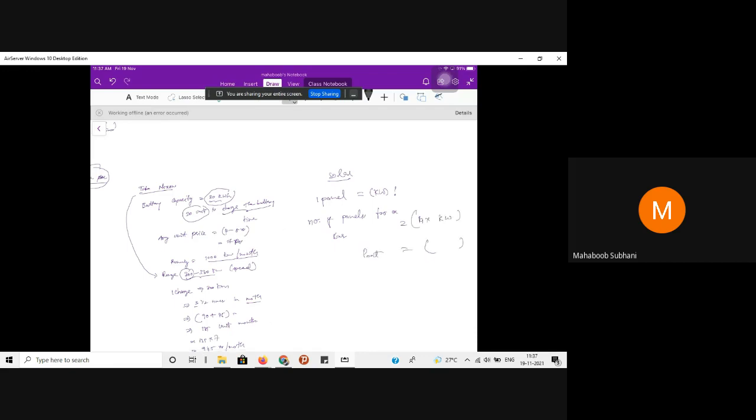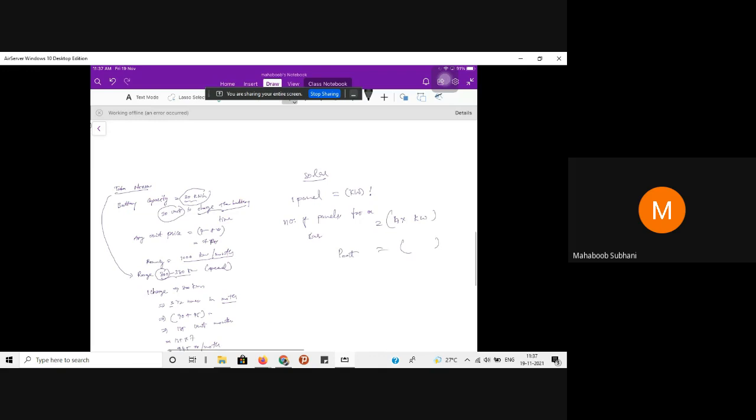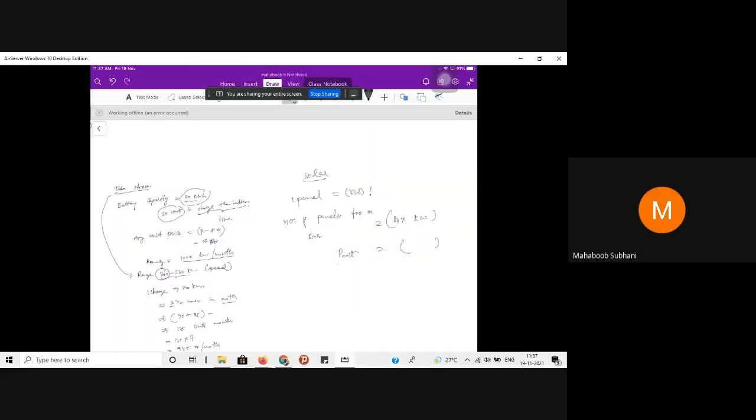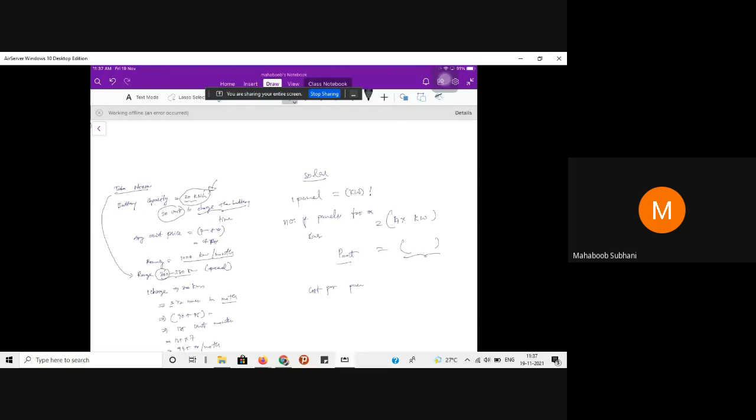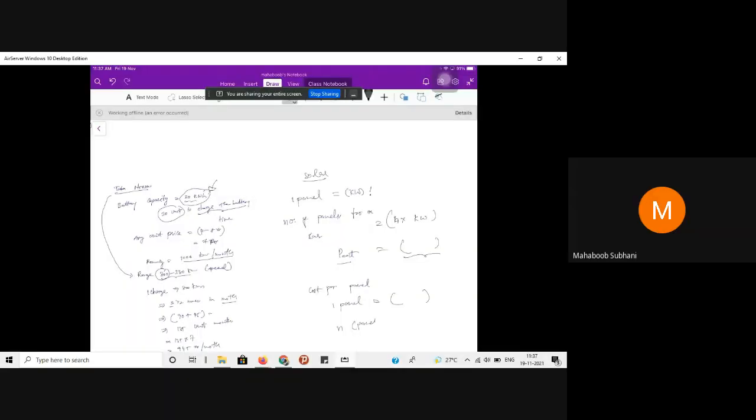Whether this P output remains the same throughout the month or not, that's a different case. After taking this overall value, if it matches your capacity, then you can do the calculation of cost per panel. Okay, so how much does one panel cost? Likewise for n number of panels. So this is the installation cost.